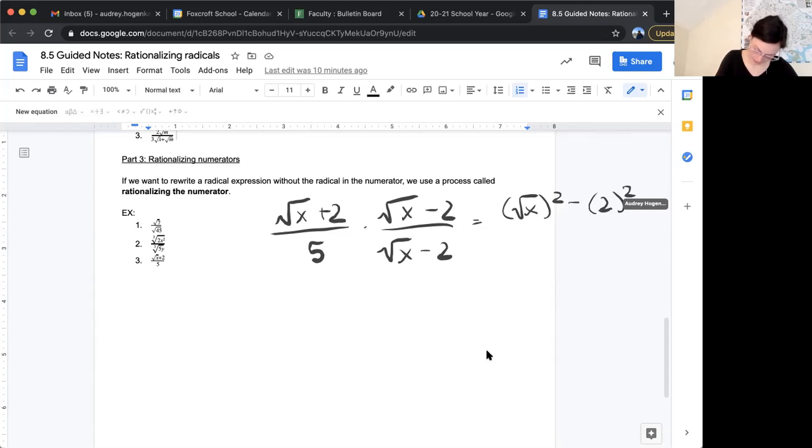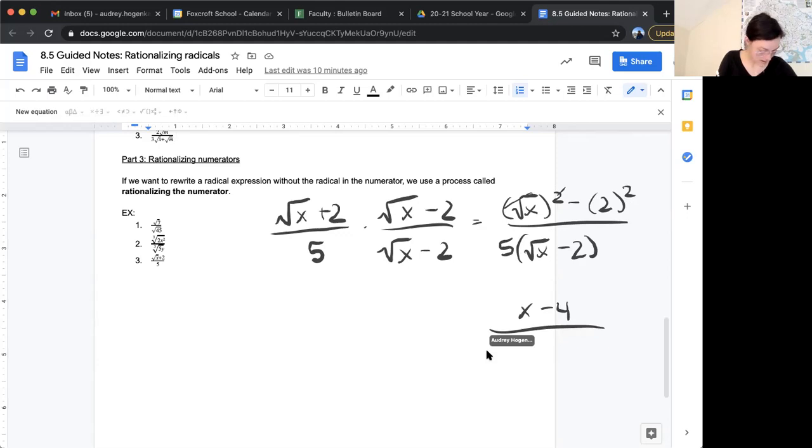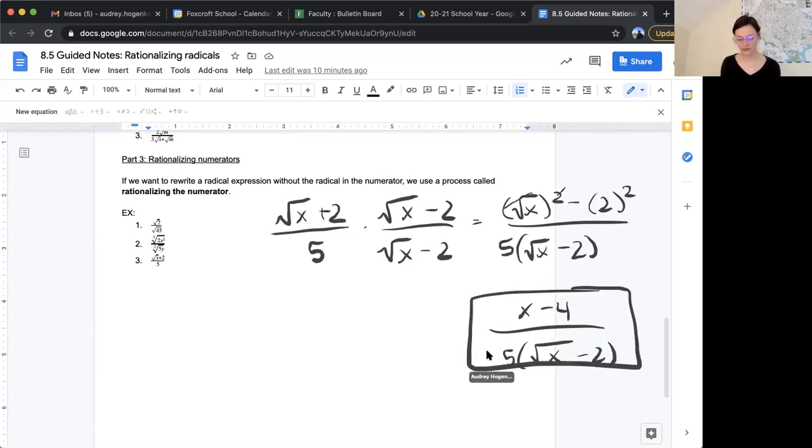And then in our denominator, we're going to have 5 times square root of x minus 2. Square root of x, quantity squared, is going to be x, and 2 squared is 4. So we'll have x minus 4 over 5 times square root of x minus 2. And again, radical out of the numerator, just as we had hoped.